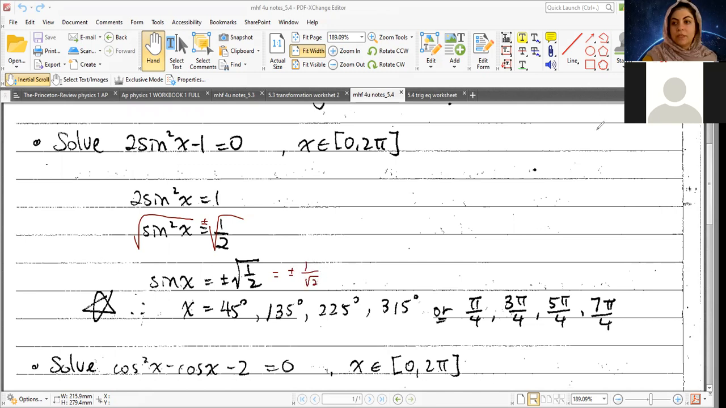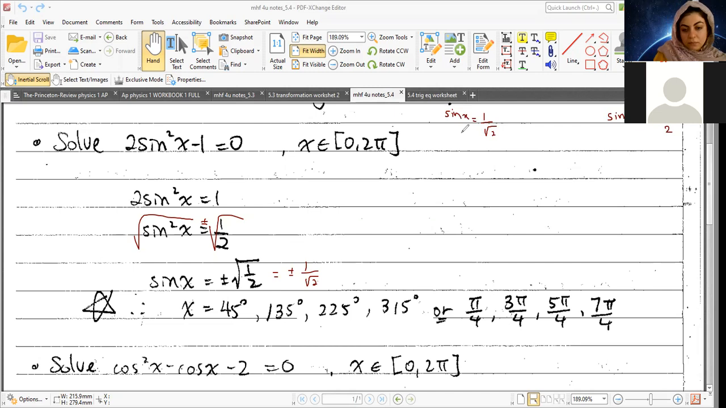So we have two equations now. I'm going to put them there for you. We have sin x equal to 1 over the square root of 2, positive, and sin x equal to negative 1 over the square root of 2. Where does it come from? It's coming from that: sin x equals plus minus the square root of 1 over the square root of 2. I'm going to do it one by one.